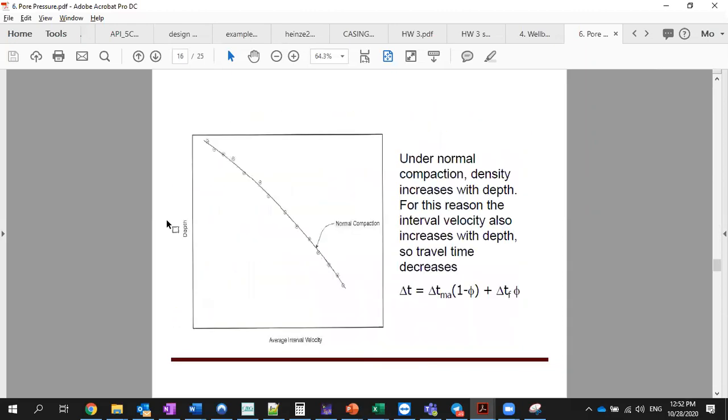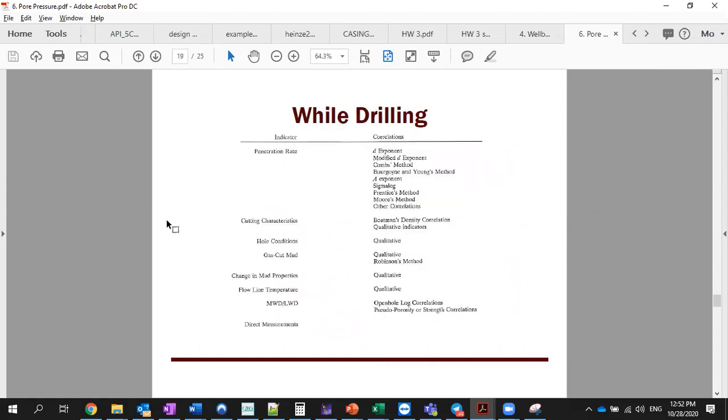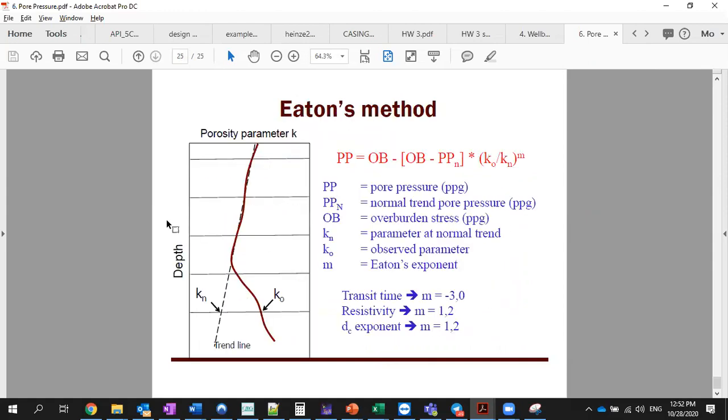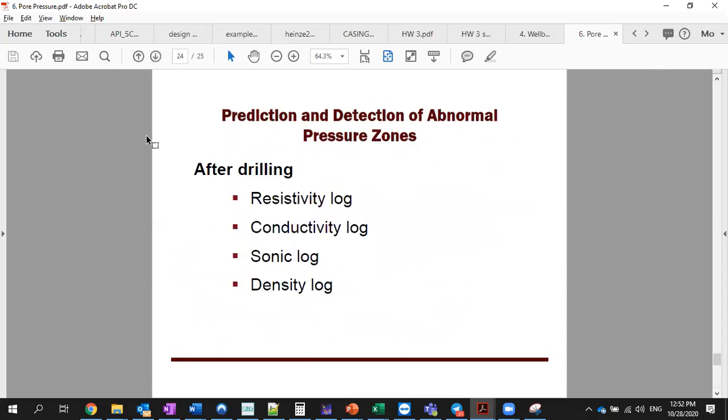In terms of solving the problems, you have basically Eaton's method that we discussed, right? This equation here. Make sure you understand this equation. It's pretty straightforward, right? You will be given some sort of graph like this, and I'll ask you to calculate the abnormal pore pressure at some specific depths. You will be given overburden, normal pressure gradient. You'll find these 2 numbers, and that's it. You have your pore pressure, right? So it's pretty straightforward to calculate the pore pressure as well.